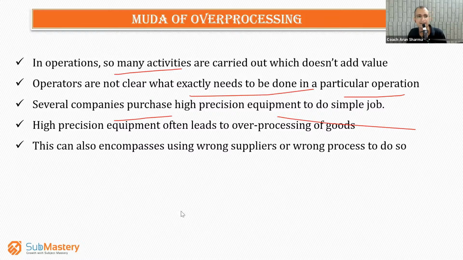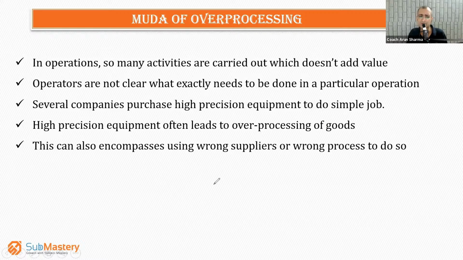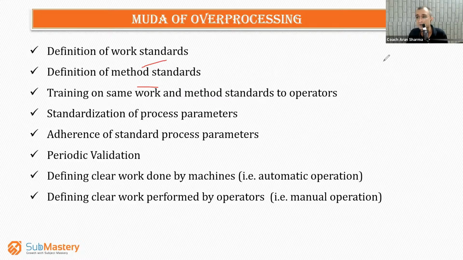Now what is to be done? You define the work standard, very important. Okay, define the method, give training to people, do the standardization, adhere to the standard parameters, do the periodic validation, define what needs to be done by machines, as in an automatic machine, and define clearly the work which needs to be performed by the operator. So there should not be any ambiguity. Ambiguity means confusion, and that's how you can target and reduce overprocessing in a system. Would OOD, last D, defects.